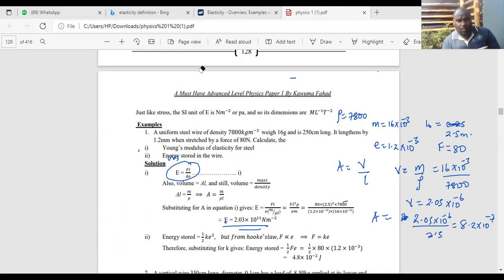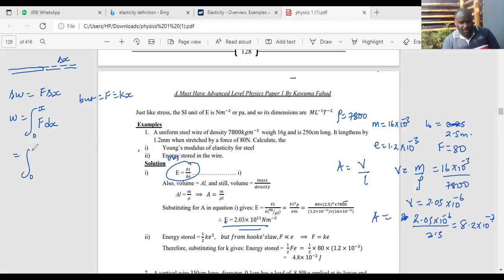Now, you know that energy or work done when a material has been stretched to a small distance, delta x, then the work you do is equal to the force times the small distance x you've covered, whereby the total work done will be the integral from zero up to displacement x of f dx, but f is equal to kx, where x is the extension. So I'll have total work done as the integral from zero to x of kx dx.